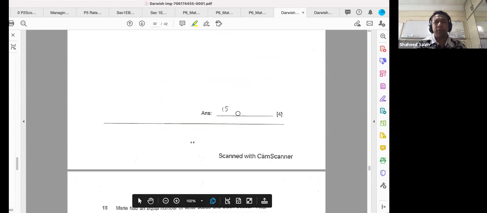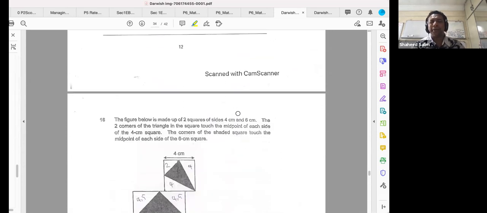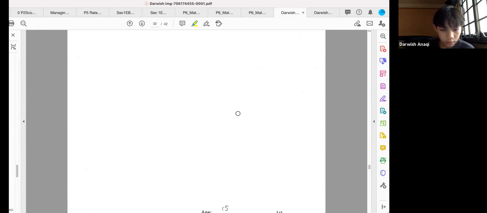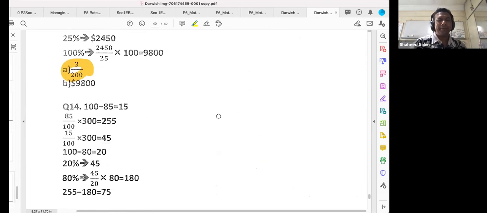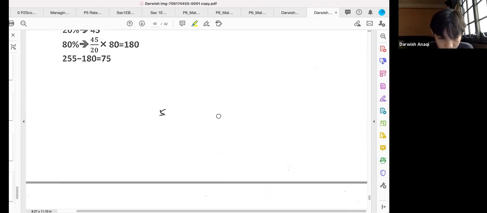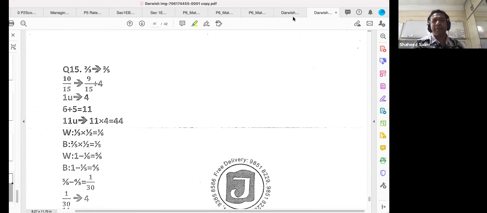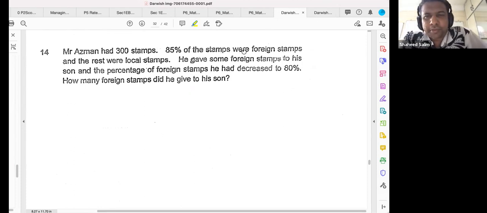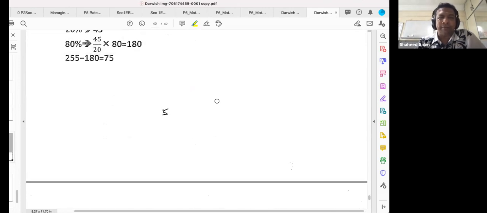14. No working. How did you get your answer? Guess. You guess. 15. How do you know it's 15? Okay, let's see. 15% of the stamps equal to, say it's 75. 14 is 75. Okay, let us see. The answer to the question is 75.